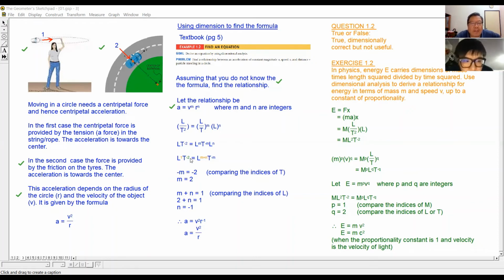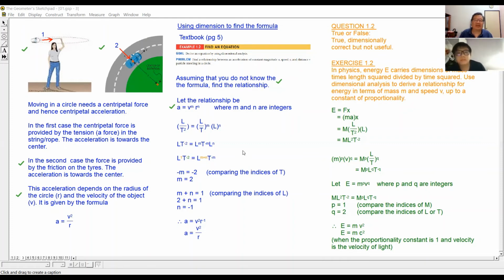Then I try to compare the left hand side with the right hand side. The L here has the power of 1. The L here has the power of m plus n. The T here has the power of -2. The T here has the power of negative m. Okay, so I say that this negative m is the same as this -2, because they come from the same formula. They have the equal sign there. Their dimension must be the same.